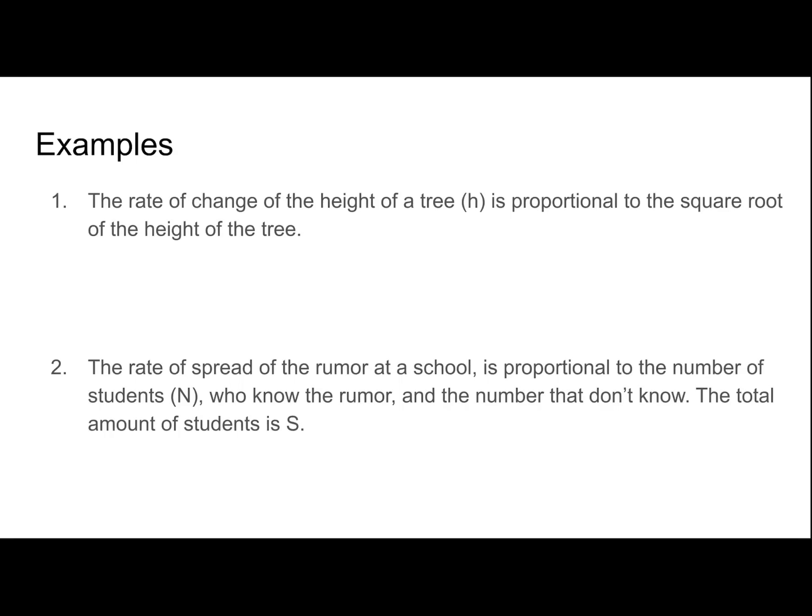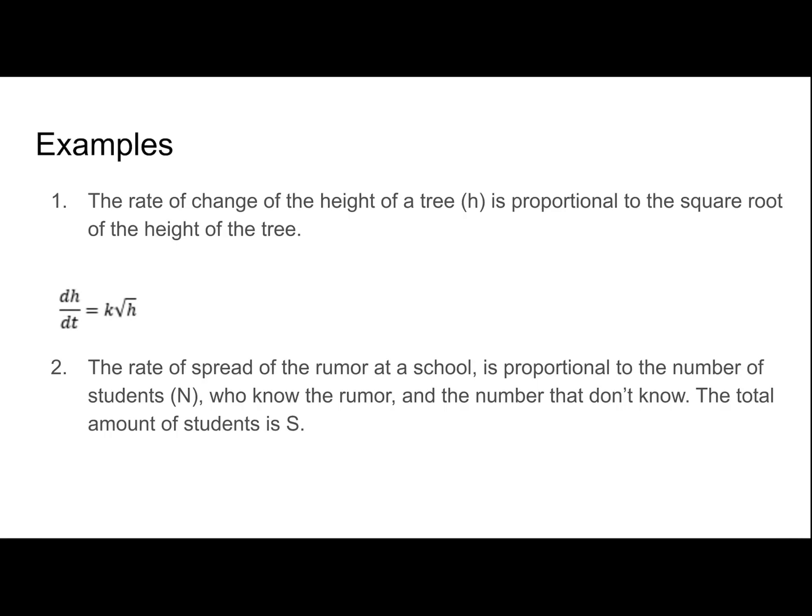Alright, so for the first question, we know the rate of change of the height of the tree, that's variable h, so the rate of change refers to dh over dt. So dh over dt is proportional to the square root of the height of the tree. So dh over dt will be some constant k multiplied by the square root of the height of the tree, which is square root of h. Therefore, dh over dt equals k times root h.